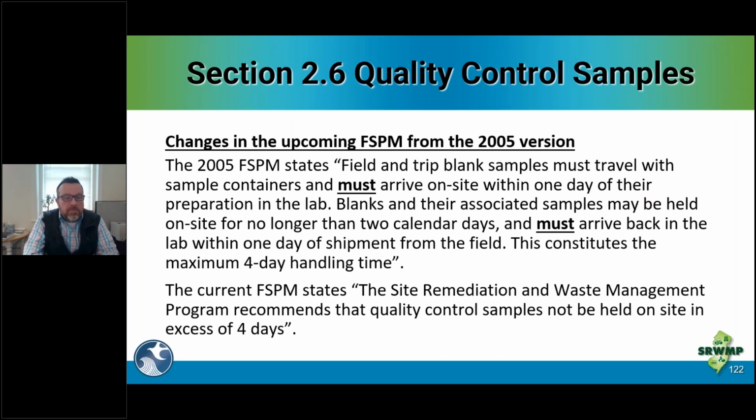So with respect to changes in the current field sampling procedures manual from the 2005 version, the 2005 field sampling procedures manual states, field and trip blanks must travel with the sample containers and must arrive on site within 1 day of their preparation in the lab. Blanks and their associated samples may be held on site for no longer than 2 calendar days and must arrive back in the lab within 1 day of sample shipment from the field. This constitutes the maximum 4 day handling time.